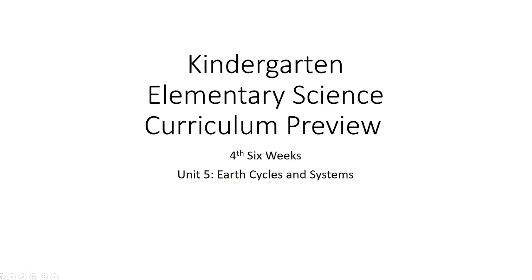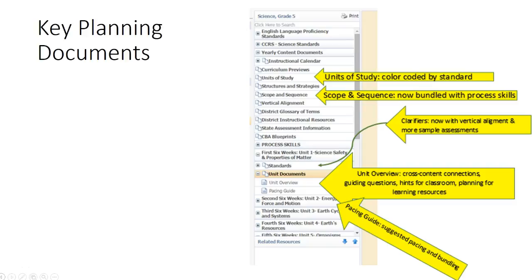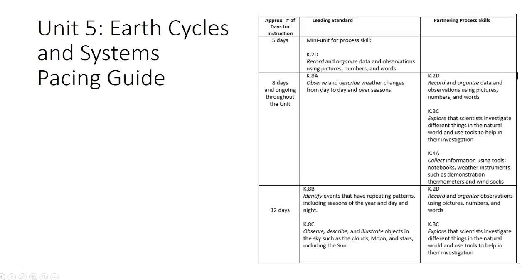Today we're going to talk about Unit 5, Cycles and Systems. As always, we're going to start off with our key planning documents. We're going to be referring to the pacing guide, the unit overview, and then just talking about the vocabulary on the clarifiers.